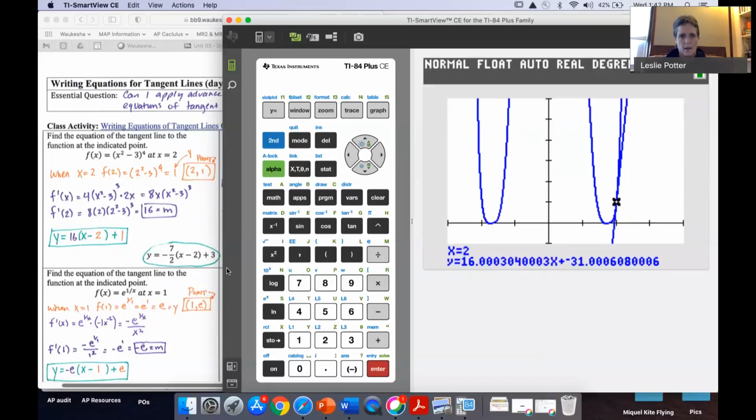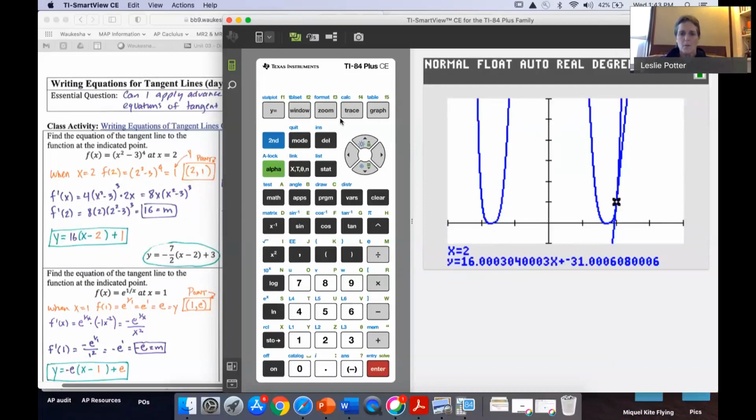Again, I'll say it once more: by and large, the tangent line questions are asked on the calculator parts of tests, so you definitely have to know these steps and know how to do them, but this is a great way to check your work. So that's just a quick tutorial there.